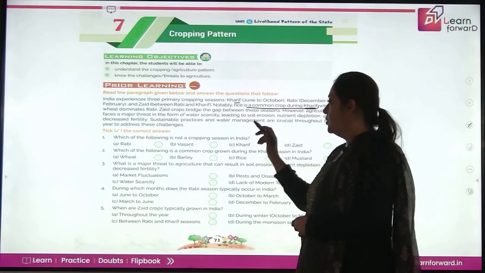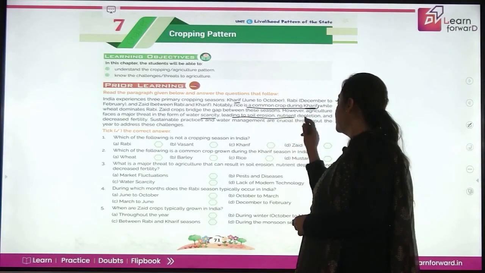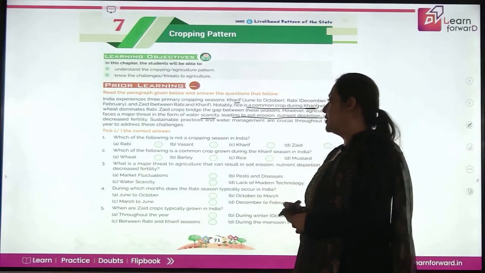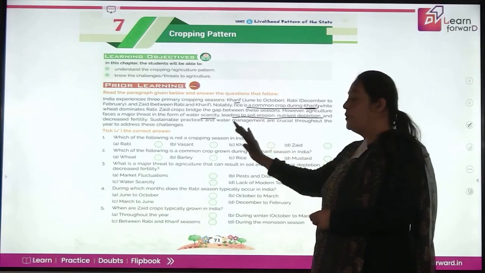However, agriculture faces a major threat in the form of water scarcity, leading to soil erosion, nutrient depletion, and decreased fertility. Sustainable practices and water management are crucial throughout the year to address these challenges.